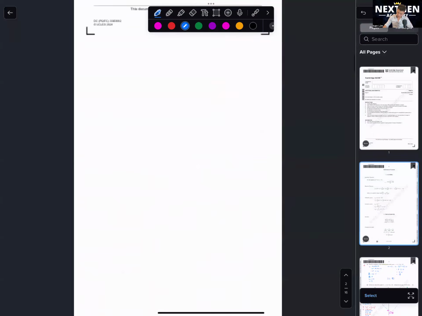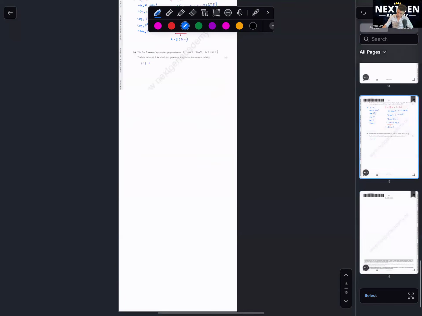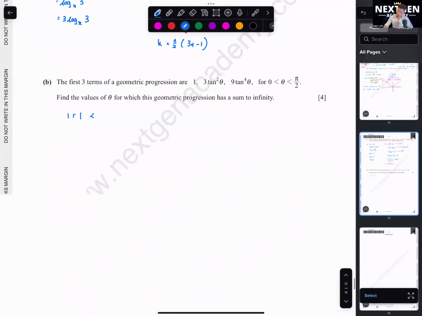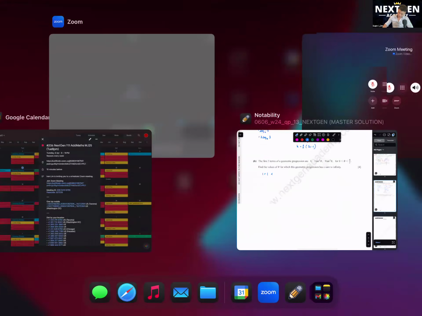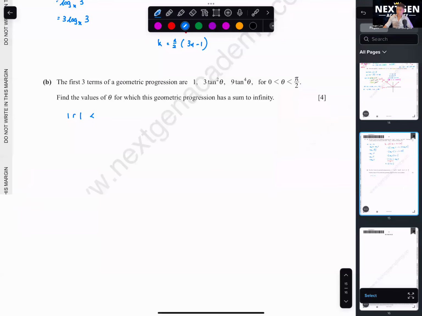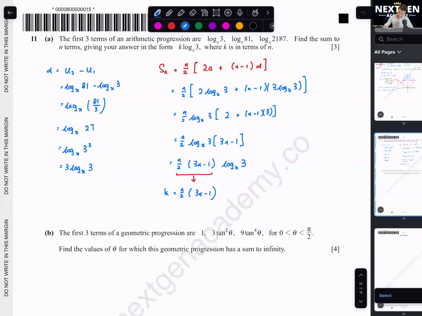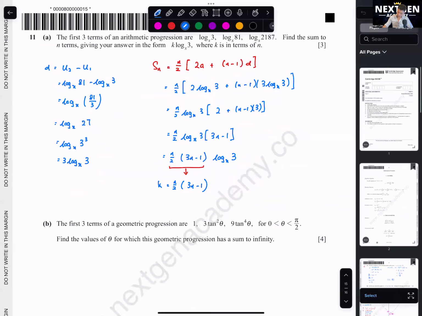Oops, how come this one disappeared? Oh no. Okay, less than 1. Oh no. Okay, jammed already. Give me a moment. I think there are too many files inside.